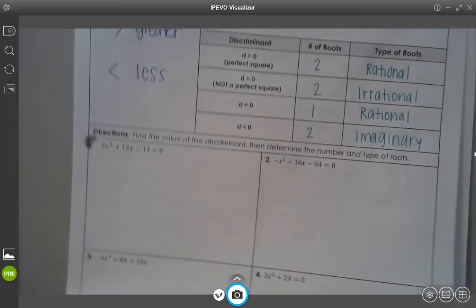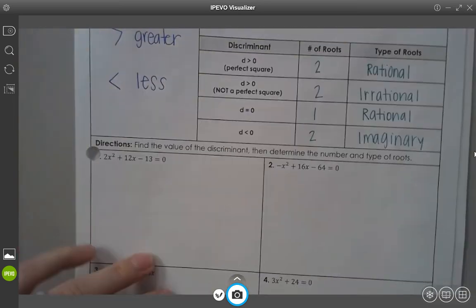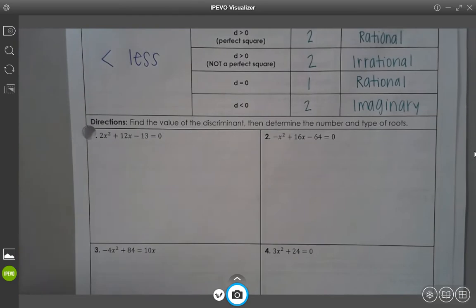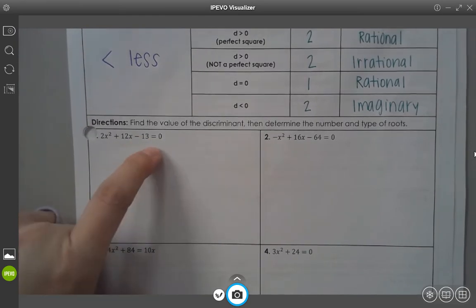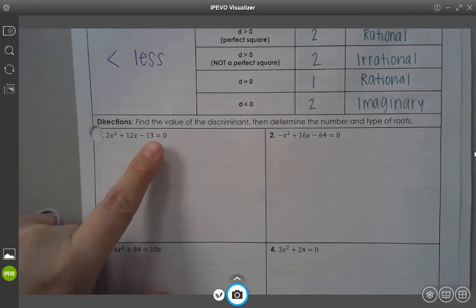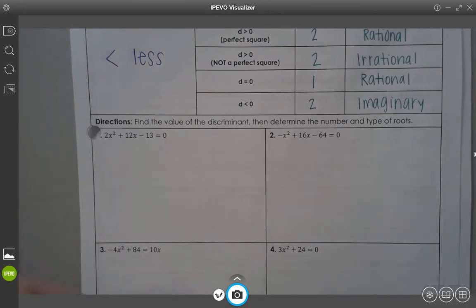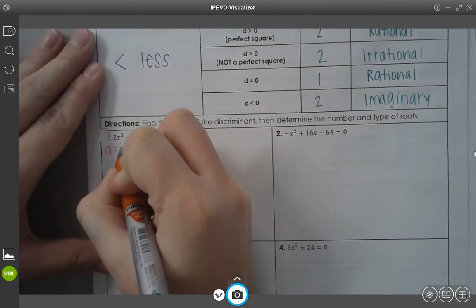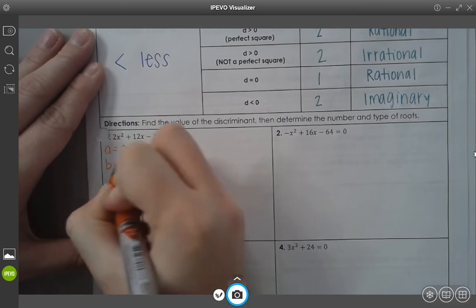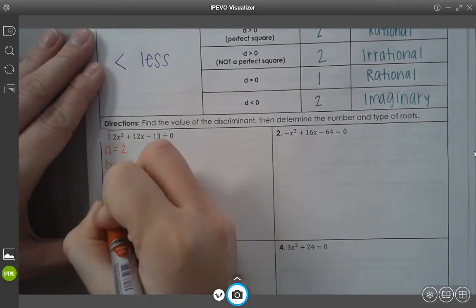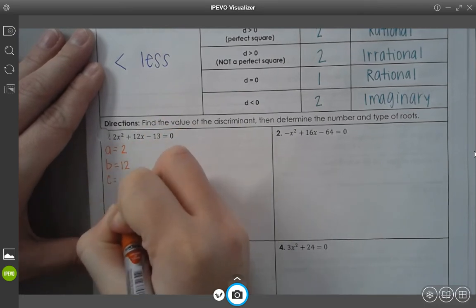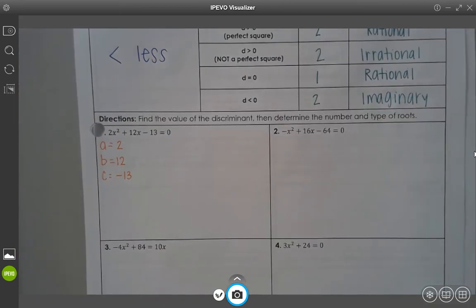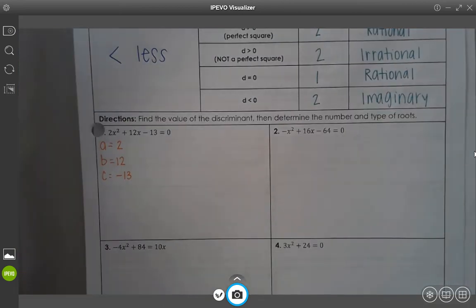So we're going to do 4 examples, and then there's a Google form that goes with it. So number 1, you do have to make sure it's set equal to 0 or it doesn't work correctly. So what is A? What is B? 12. And C? Negative 13.